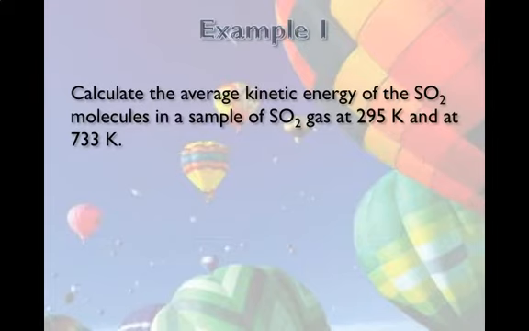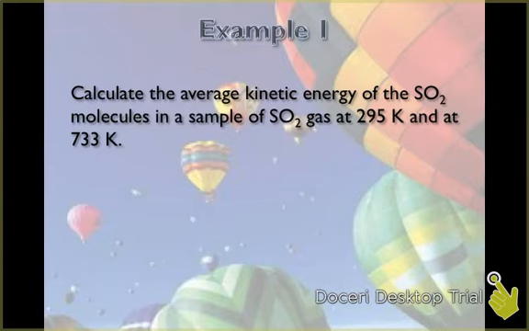Alright, so now let's do example number 1. Example number 1 says, calculate the average kinetic energy of the SO2 molecules in a sample of SO2 gas at 295 Kelvin and at 733 Kelvin. So basically, we're going to be doing this equation twice. We want to compare the kinetic energy at one temperature to the kinetic energy at the next. So let's just use the KE equation.